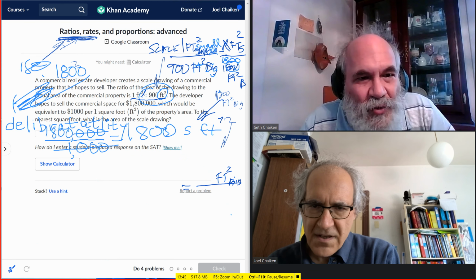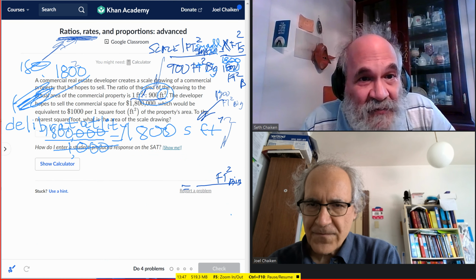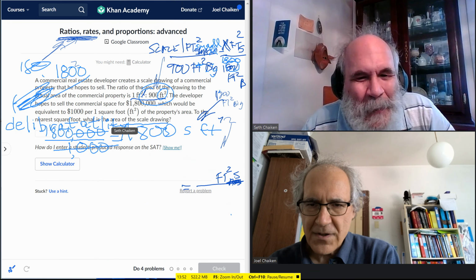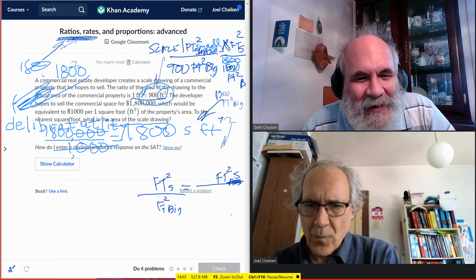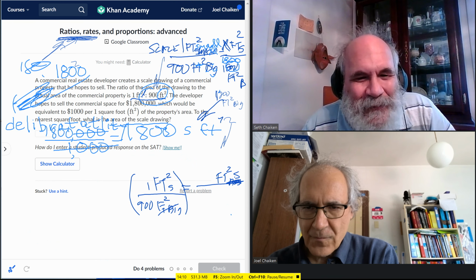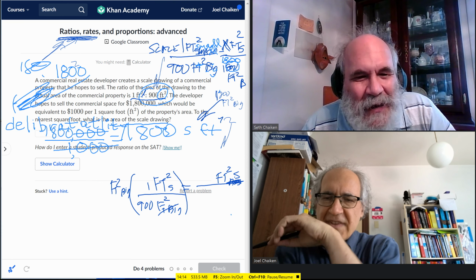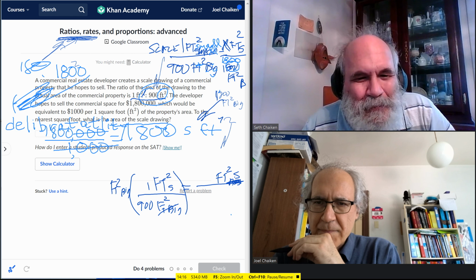Right? So you want to know the area of the scale drawing. Feet squared small. So we want feet squared small, and we know the ratio of feet squared big. Right? We know that. That is 1 to 900. Now, if we want to knock this out, we need to know feet squared big. So how are we going to get feet squared big?